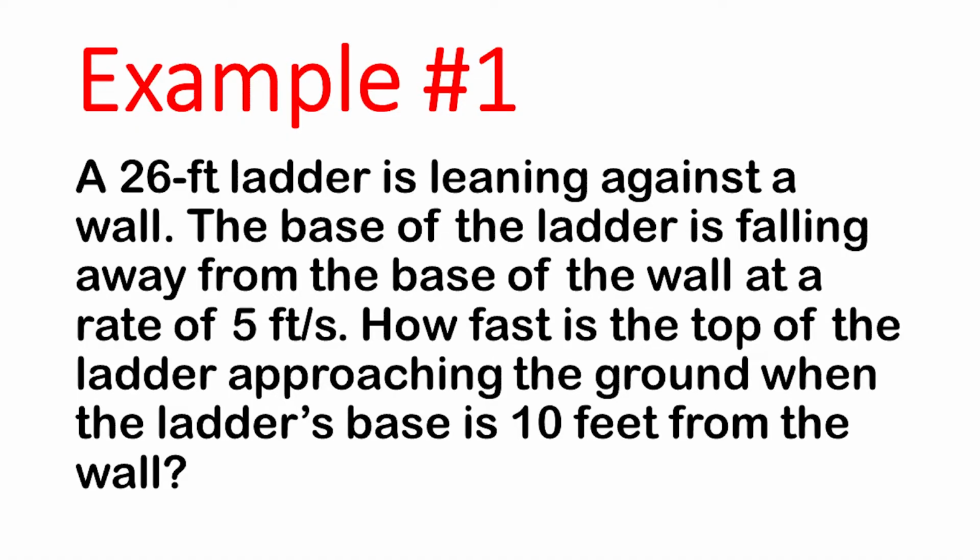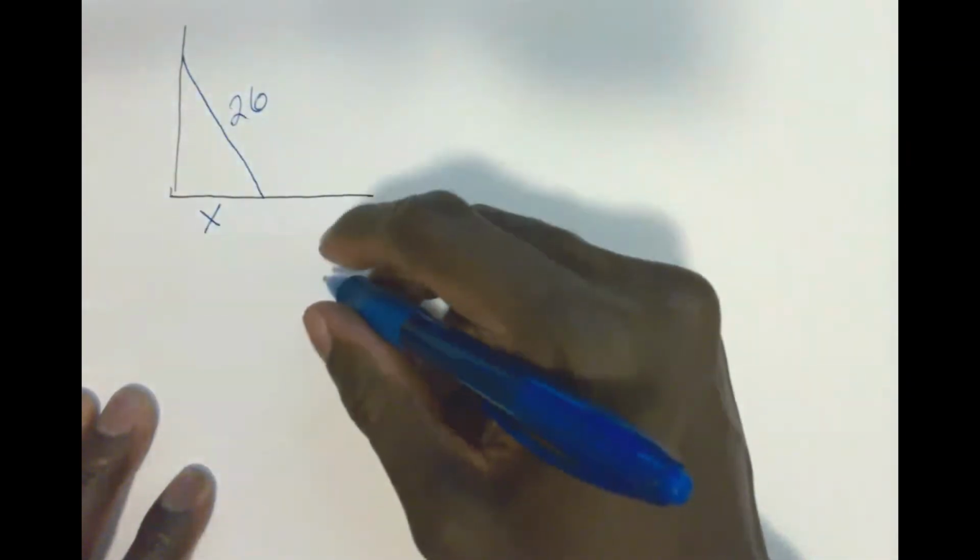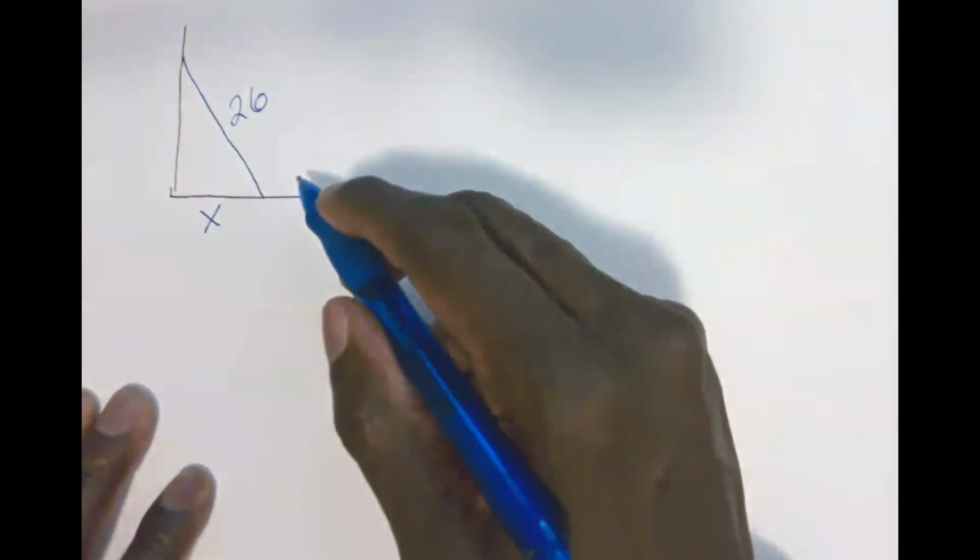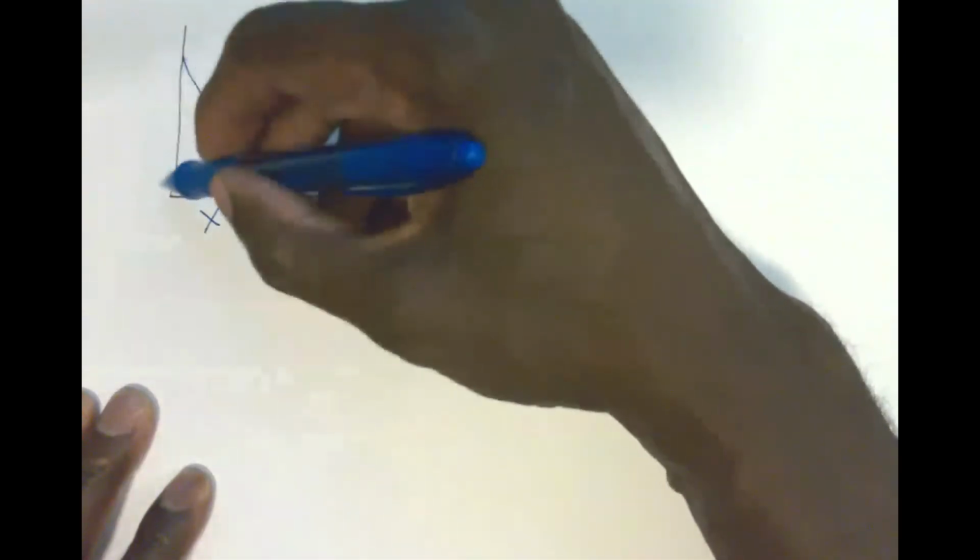So let's say this is the wall, and of course, this is the ground. And we have a 26-foot ladder leaning against the wall. So there's some ladder, it's 26 feet. And it says the base of the ladder is falling away from the wall at a rate of 5 feet per second. And so this is the base of the ladder here. And so the distance from the base of the ladder to the wall, let's call that X because it's horizontal. And also let's call this vertical distance here Y.